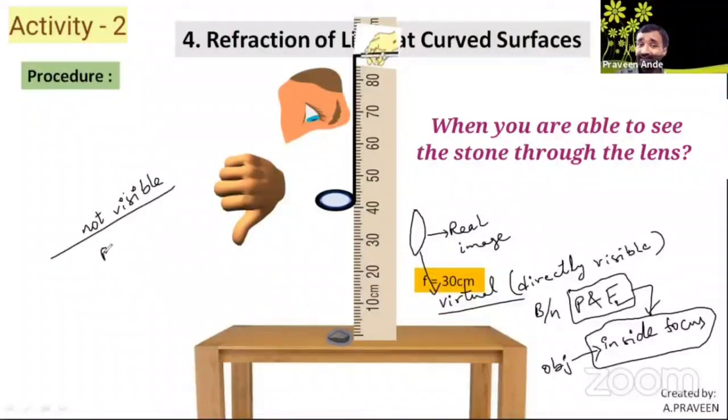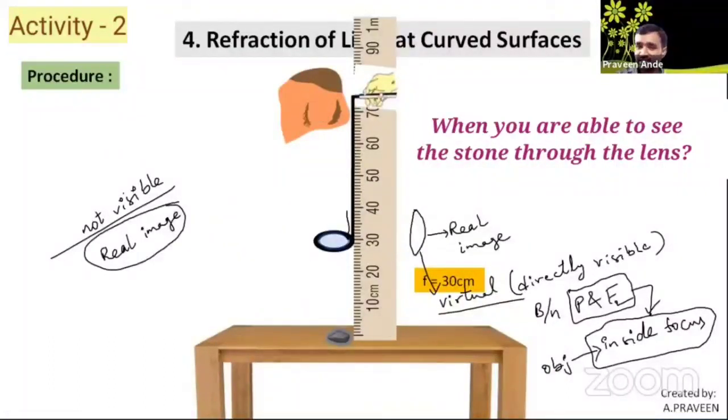Because in this situation, that lens forms a real image. Right? Real image. So here, what is the correct method? You just have to move that towards 30 centimeters only. Then that person is able to see that. Okay, so that is the required thing here.